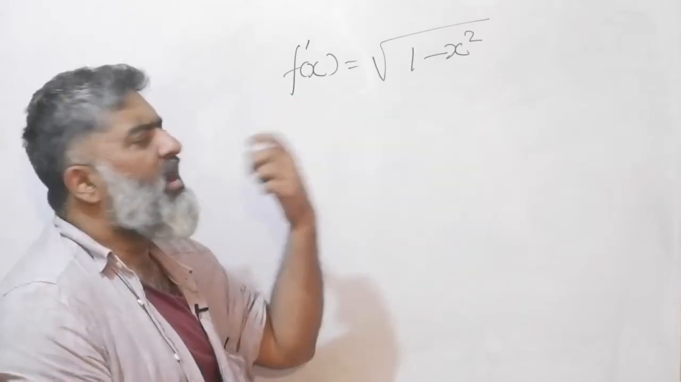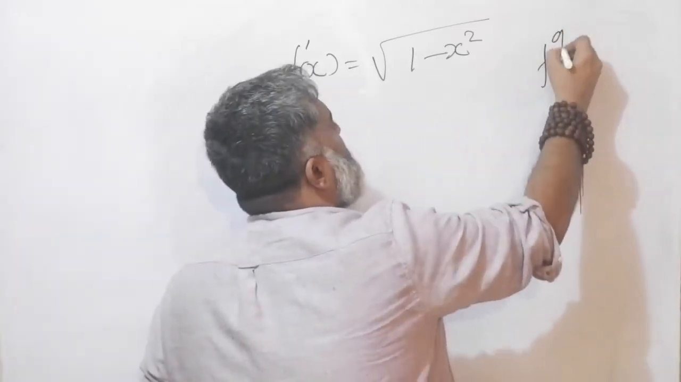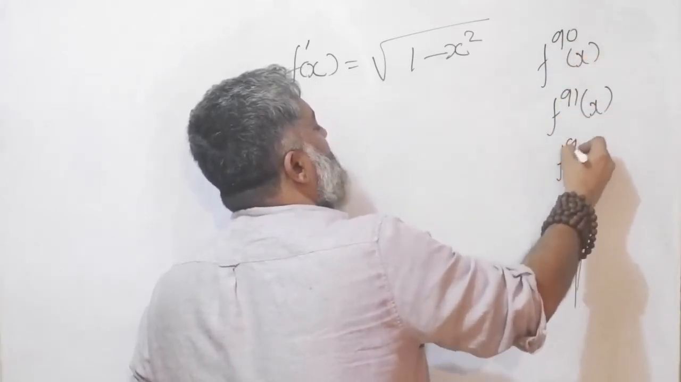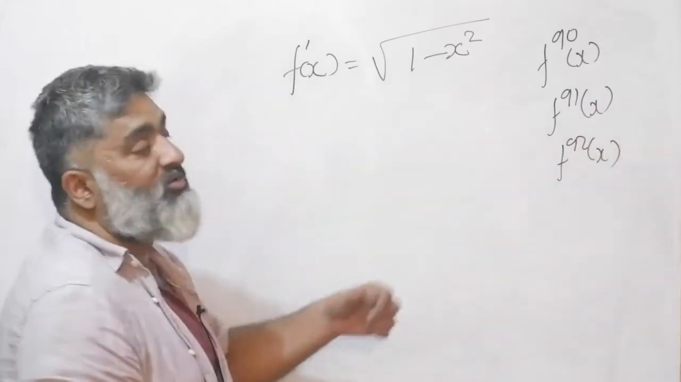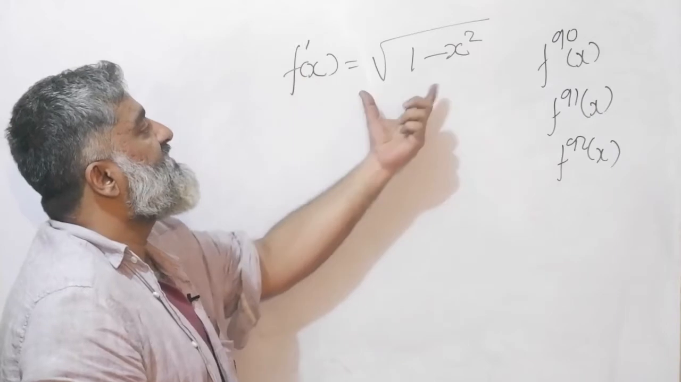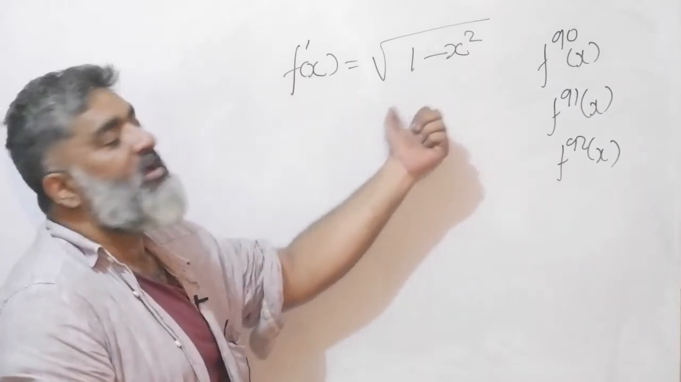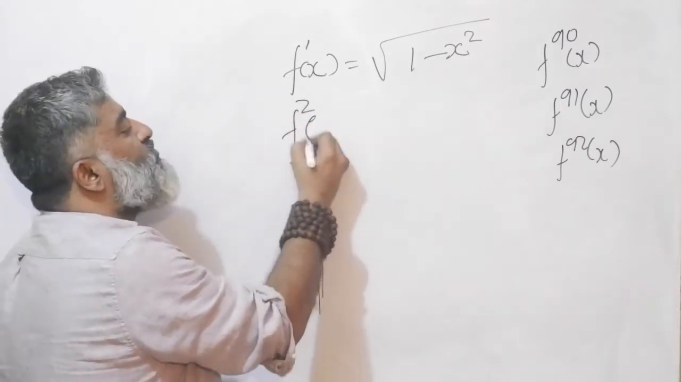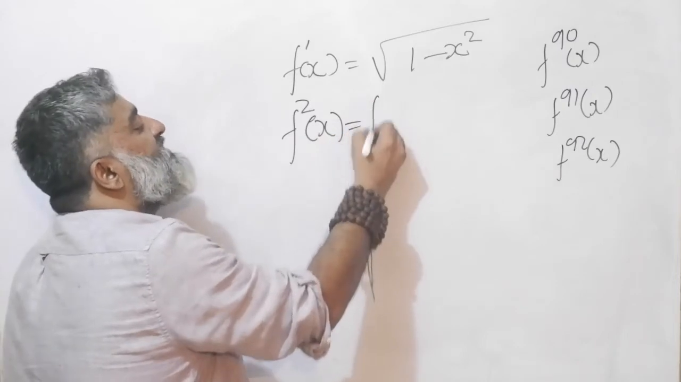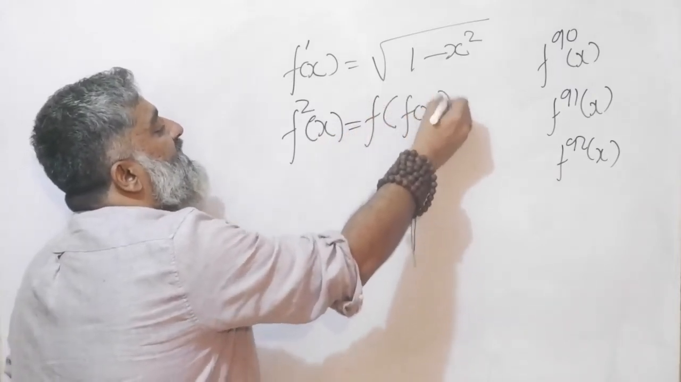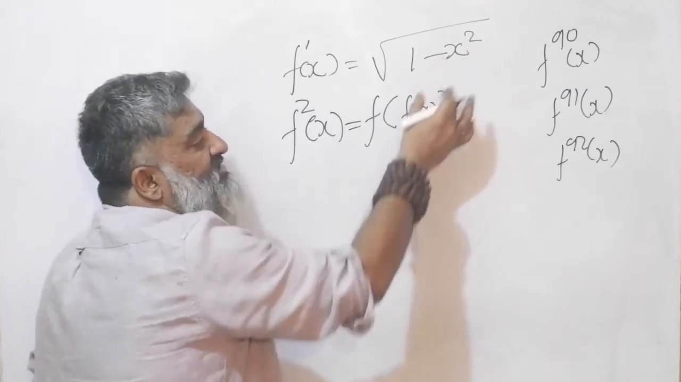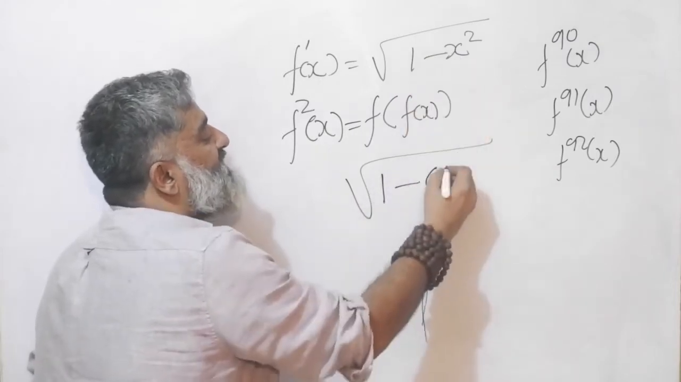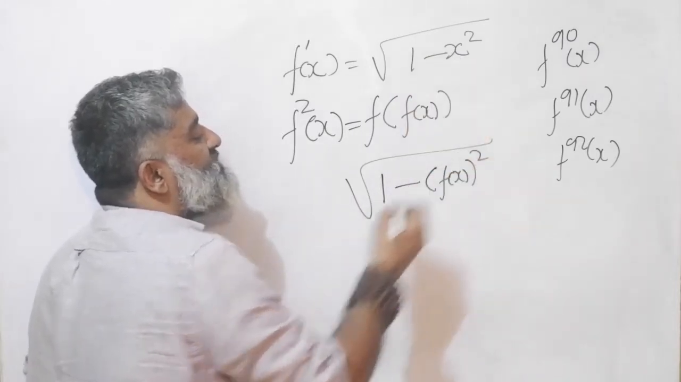I have a f1. The question could be about anything, say f90 or f91 and f92, just a few different values I have to figure out. And the original definition is f1(x) is equal to square root of 1 minus x square. So my first step obviously is just going for a basic f2(x). What does this mean? It means f of f(x). What does this mean? Wherever there is an x, put the f(x). So let me rewrite the original expression, 1 minus, instead of x, I will write f(x), and I will square it.